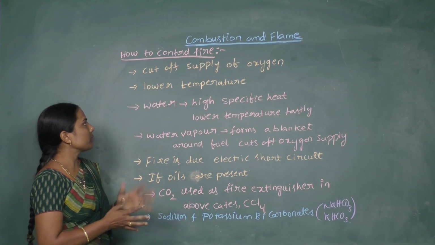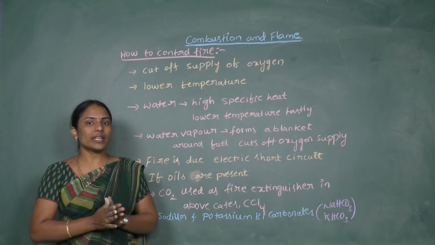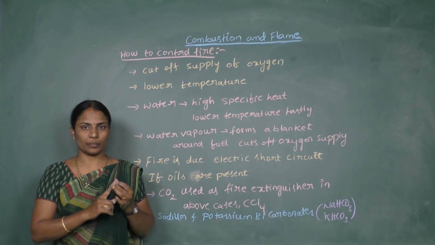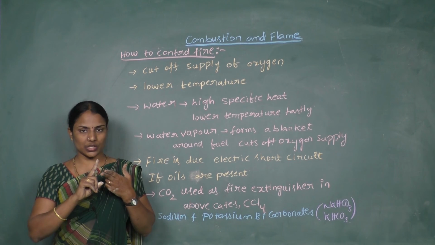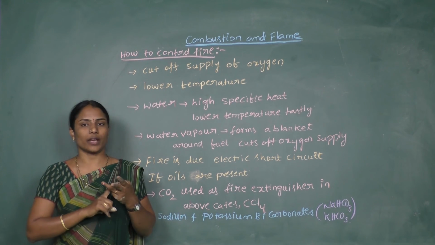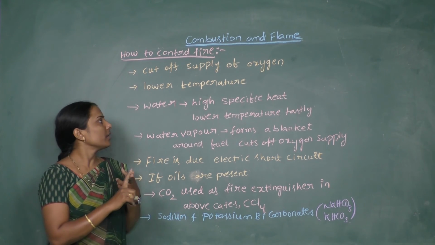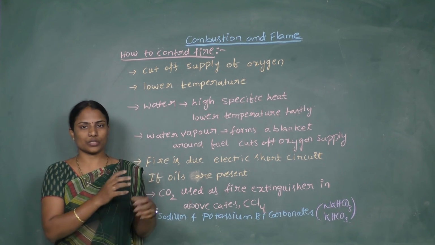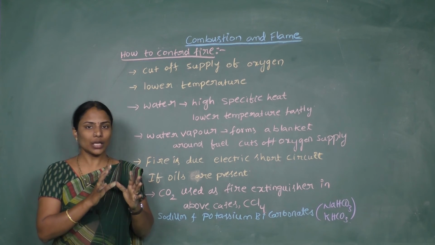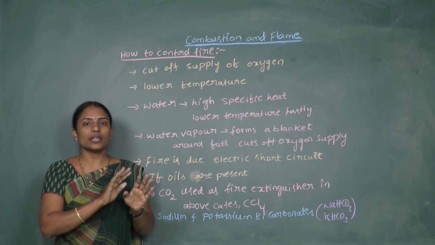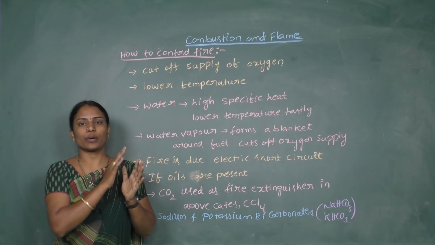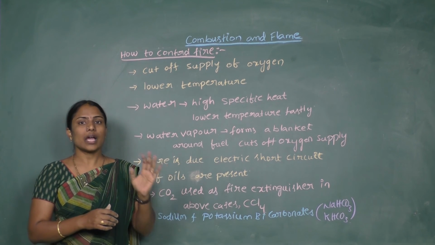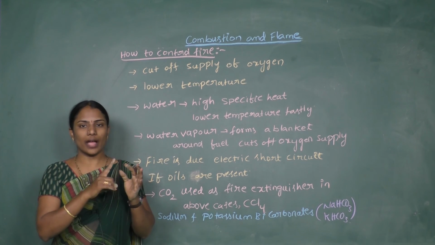So what do you understand from this overall? The requirements for fire combustion are oxygen and ignition temperature. If we are able to cut off these two things, then we can put off the fire. How to cut off these two things? First, we need to lower the surrounding temperature. When the combustion is going on, the surrounding temperature must be lowered, and we need to cut off the supply of oxygen to the given fuel, which means avoiding contact between fuel and oxygen.